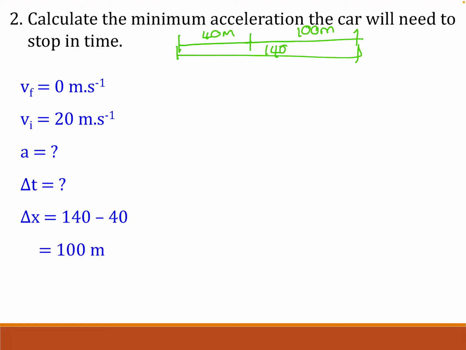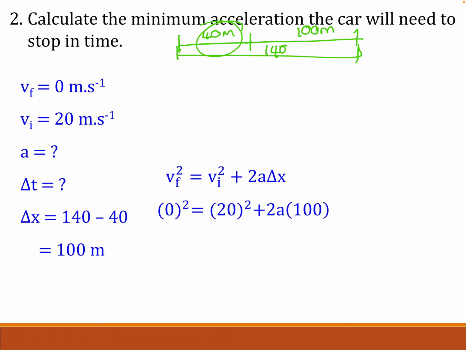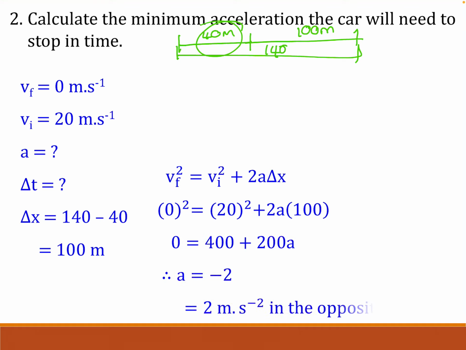I don't actually know how long that takes. The time I had was for this first part. So I don't know how long it takes. Vf squared equals Vi squared plus 2a delta x. I can't use the one with delta t. So 0 equals 20 squared plus 2a times 100. He's going to have to go at 2 meters per second squared in the opposite direction. 2 meters per second squared backwards. Okay? That's really, really important.